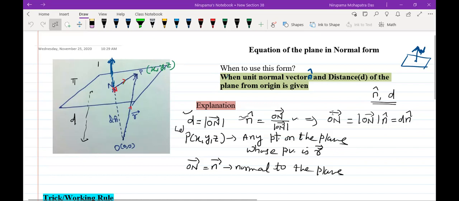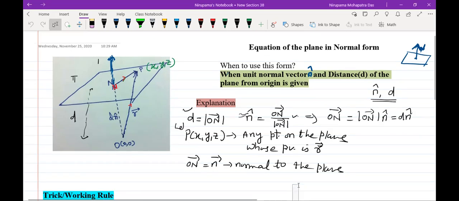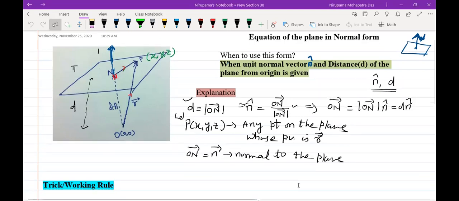Okay, now let me show you how it looks like, I mean, how the whole concept looks like. So I'm taking you to the GeoGebra plate.